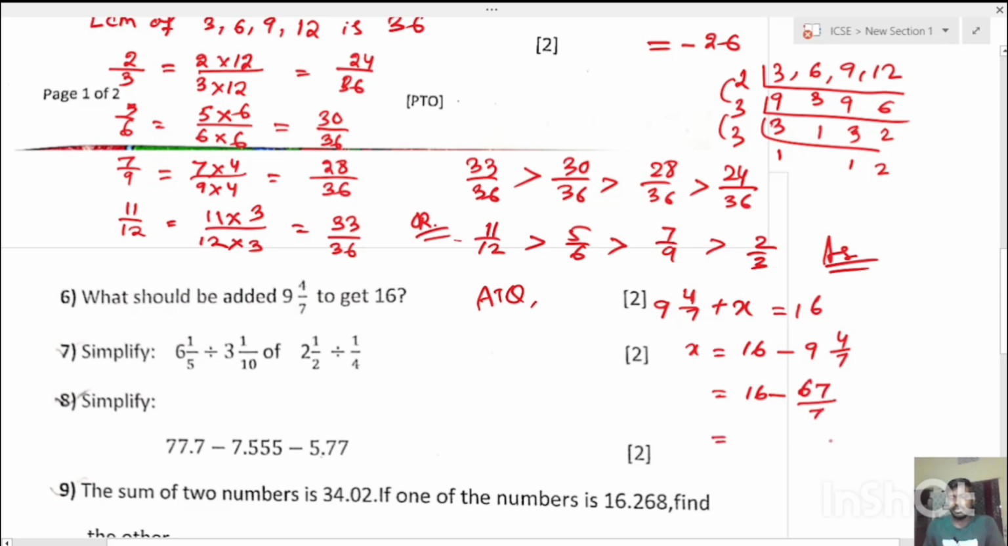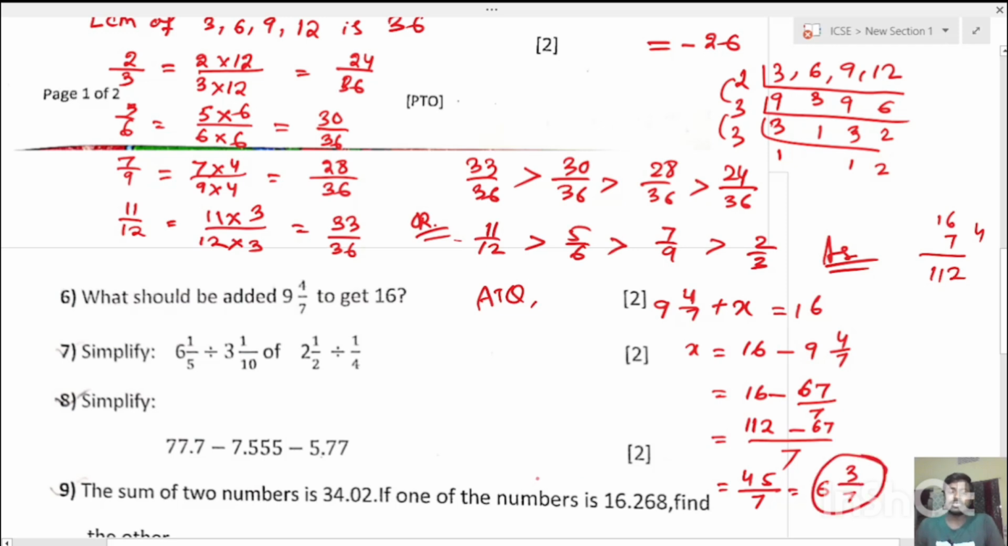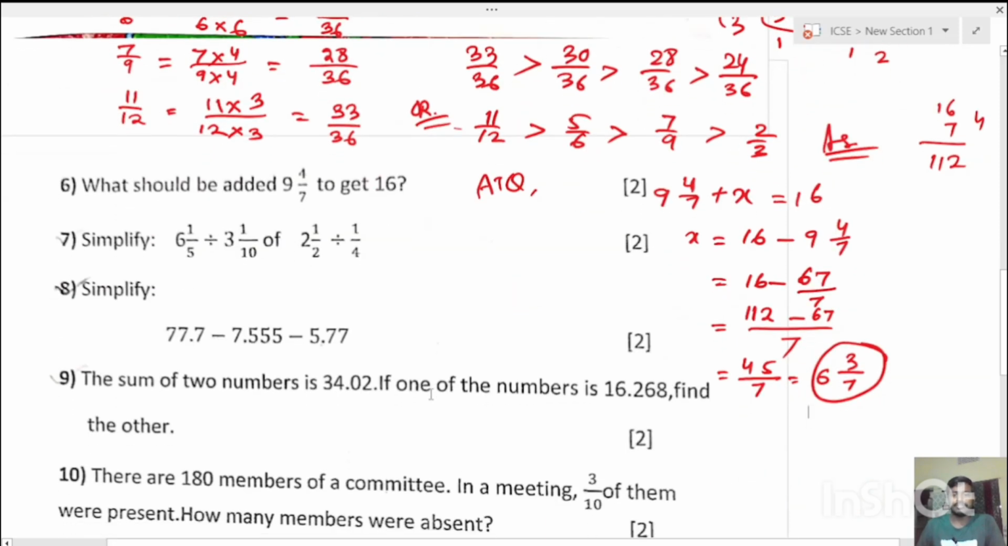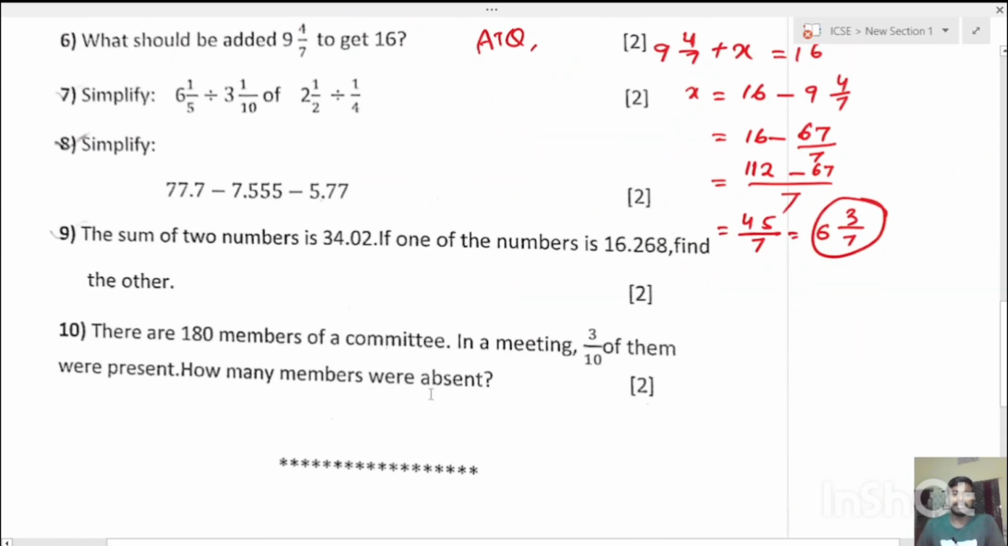Now take the LCM, the LCM is 7. 16 times 7 is 112, minus 67. So the answer is 45 by 7, that is 7 sixes are 42, 3 by 7. The correct answer is 6 whole 3 by 7. Understand?